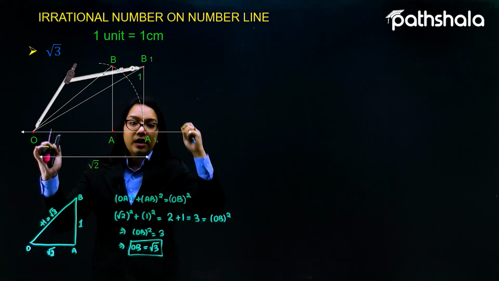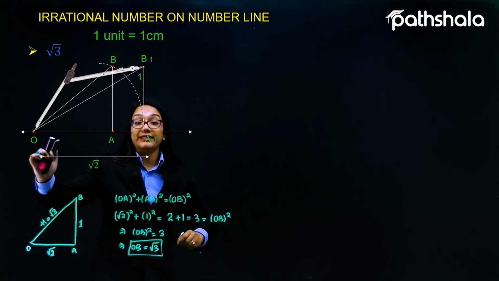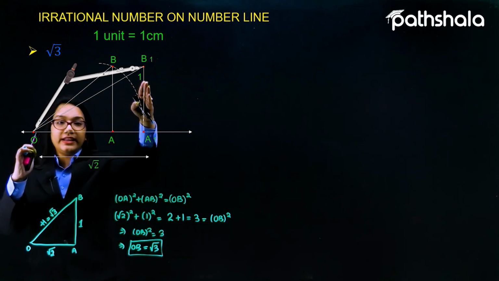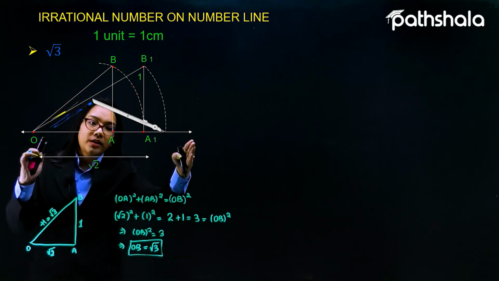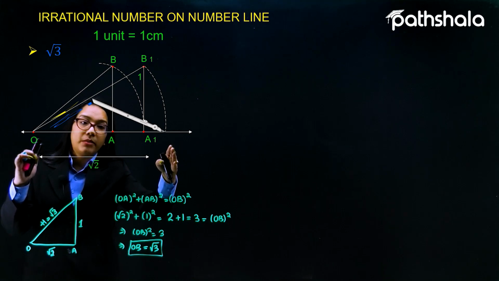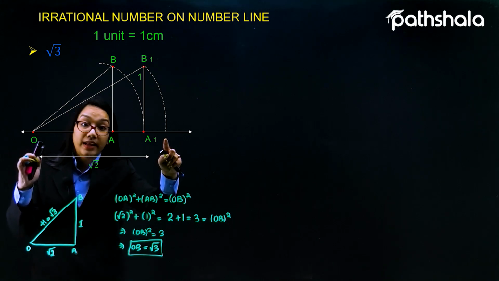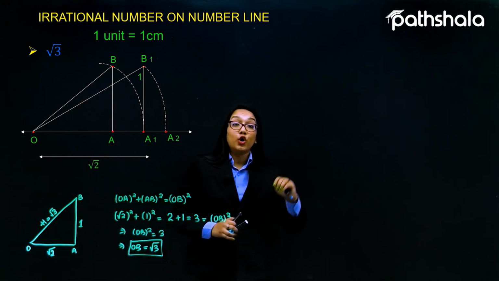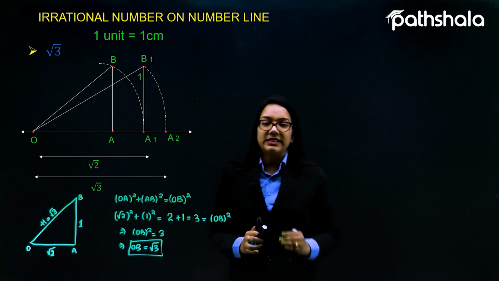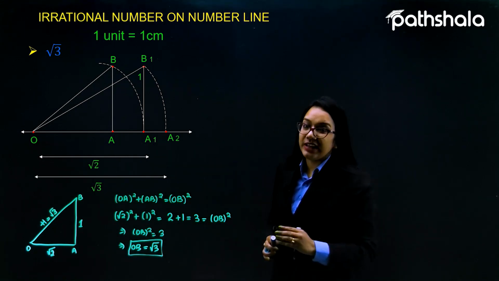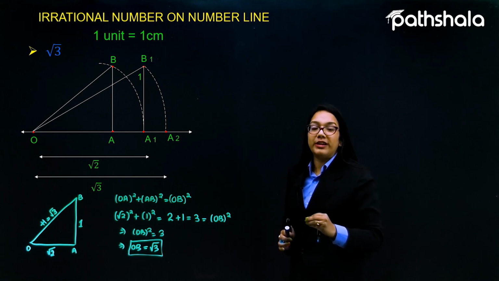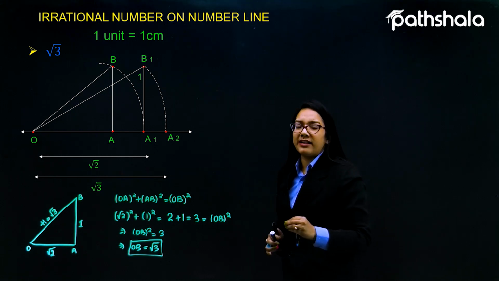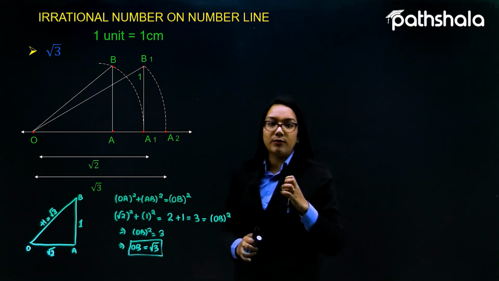Again, using the compass and taking O as a center and OB1 as a radius, I will mark an arc on the number line. And wherever it cuts the number line, let us suppose I am calling this A2, and obviously this distance OA2 is nothing but root 3. So this is all about representing root 3 on the number line. Now let's talk about the steps that are involved in it.